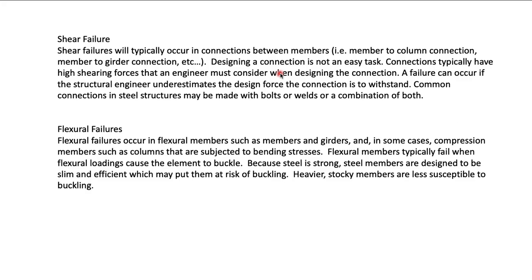A failure can occur in structural engineering when the connection is not able to withstand the design force. Common connections in steel are made by bolts or welds. Both, or a combination of the bolts and the welds, are used in the steel structure. Frictional failure, which is nothing but in girders, and in some cases compression members such as columns, may be considered subject to bending stresses. In steel shear failure we consider only the joints which are made by the bolts or welds.